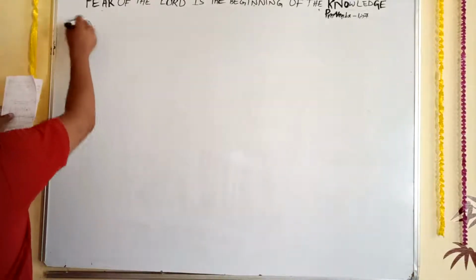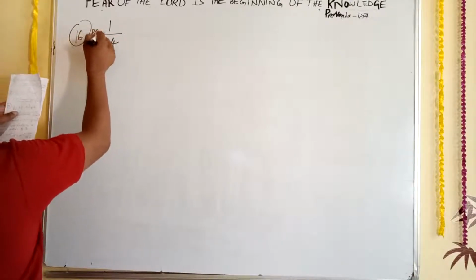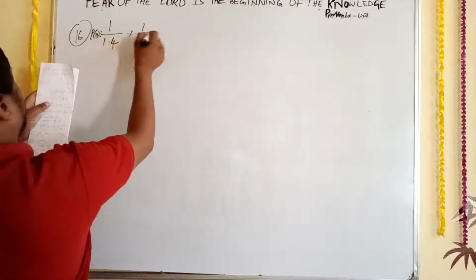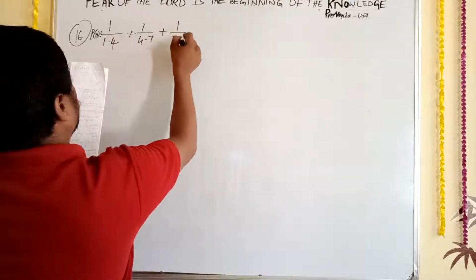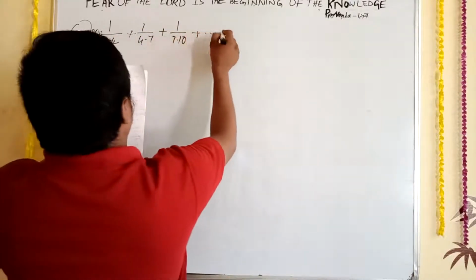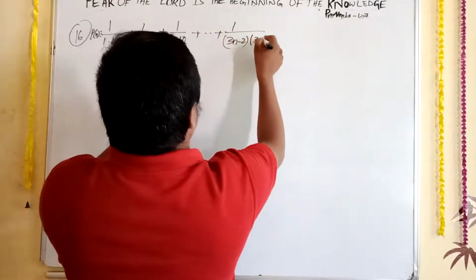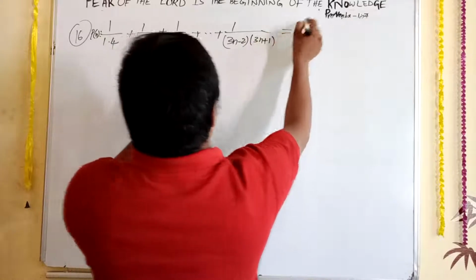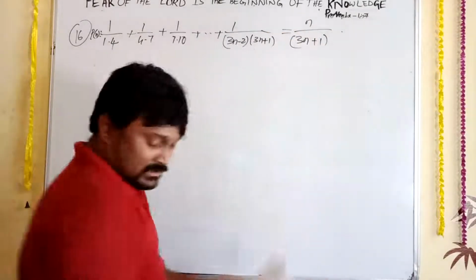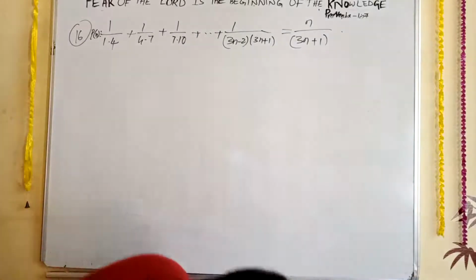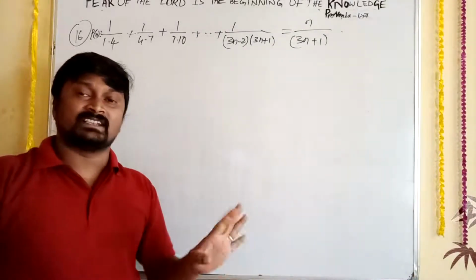Okay, now the 16th one: 1 upon 1 into 4, P of n is 1 upon 1 into 4 plus 1 upon 4 into 7 plus 1 upon 7 into 10 plus and so on plus 1 upon (3n minus 2)(3n plus 1), that is equal to n upon 3n plus 1. Very simple question. This is the same procedure. I will solve it fast first, kindly concentrate.